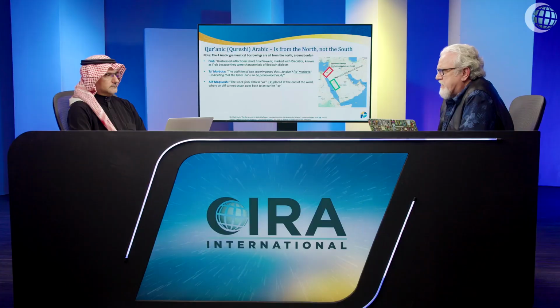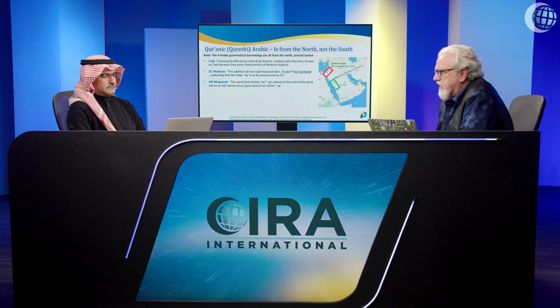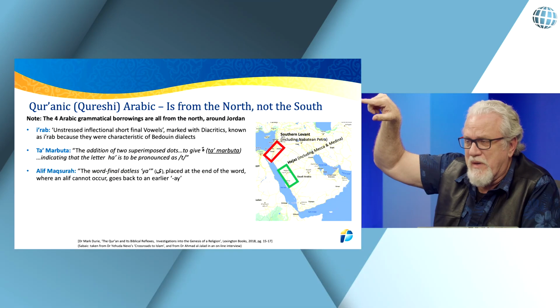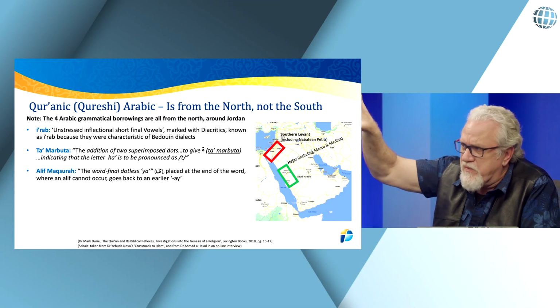The Alif Maksura, there you can see a picture of it. Looks like an S, a small S. That's also at the end. The word final address, Yah. So that is from the Nabateans. This is the Nabateans up here. This is Nabatean Petra. This is way up in Jordan, about 600 miles further north. That's where you find the Alif Maksura.